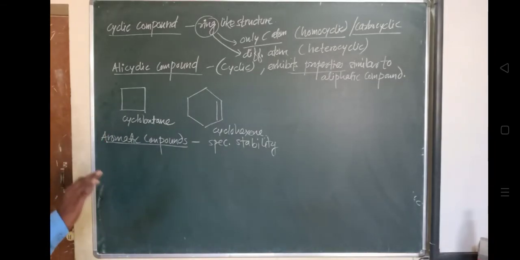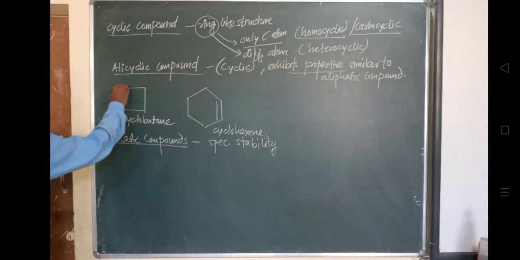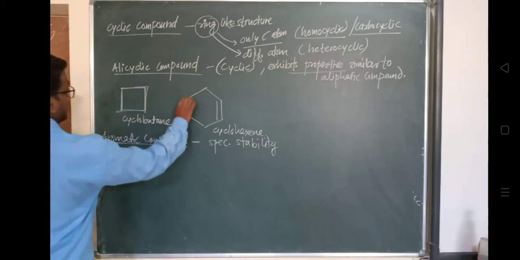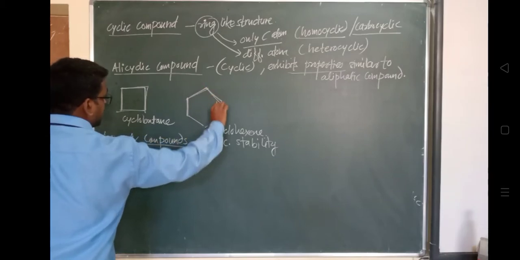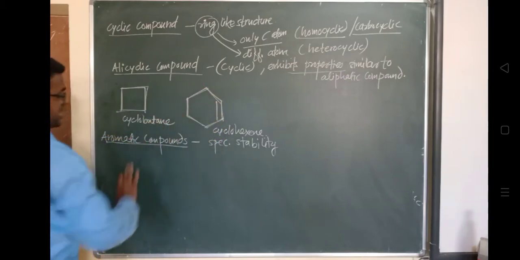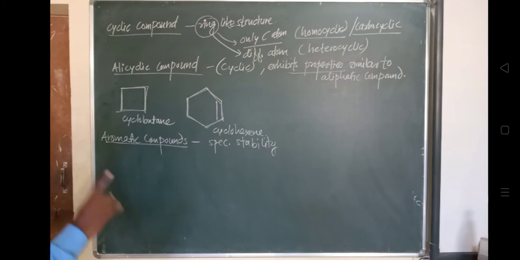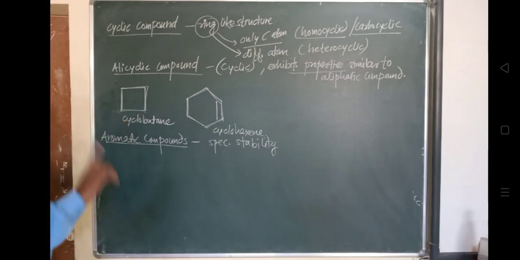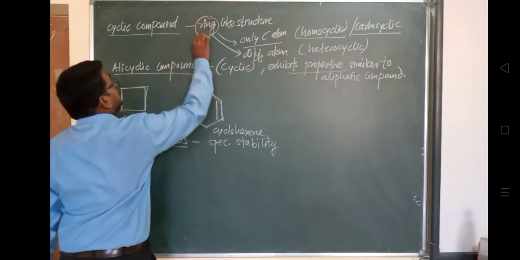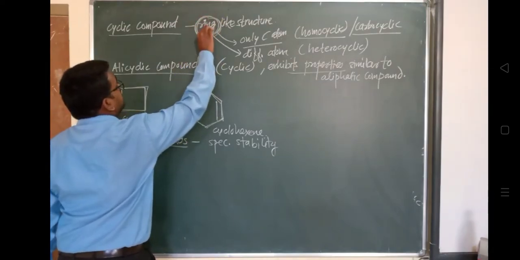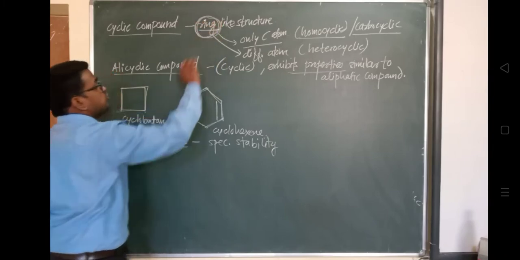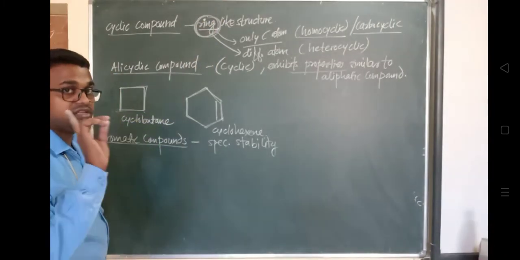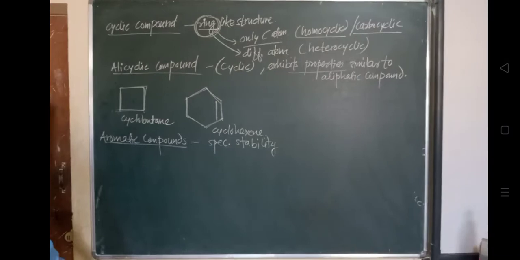Only carbon atoms. You can see there is no atom other than carbon present here. The ring, the closed chain, will be made up of carbon atoms only. This you have to remember about the cyclic compounds: whatever ring or closed chain we are discussing here will contain only carbon atoms. So you have to remember this.